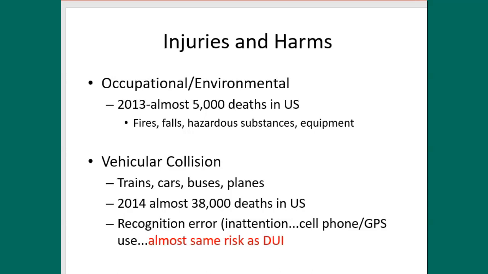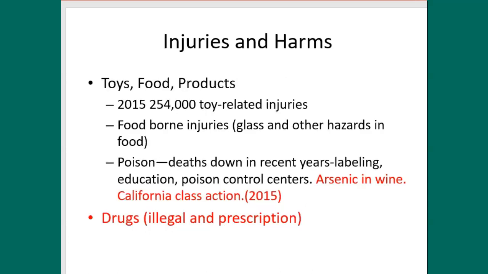In 2014, 38,000 deaths were attributable to vehicle accidents. Most of the automobile accidents, which are the most common by far, of course, are chalked up to recognition error. By recognition error, we're talking about inattention due to cell phone use or GPS use. And it's been statistically borne out that recognition error of this nature is almost equal to the risk of DUI in terms of causing accidents.